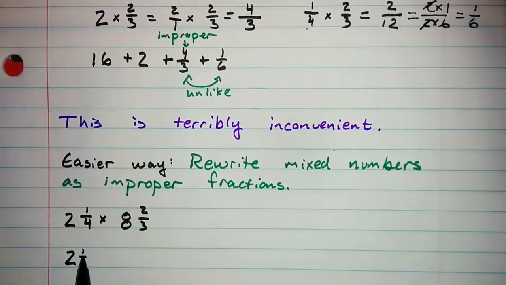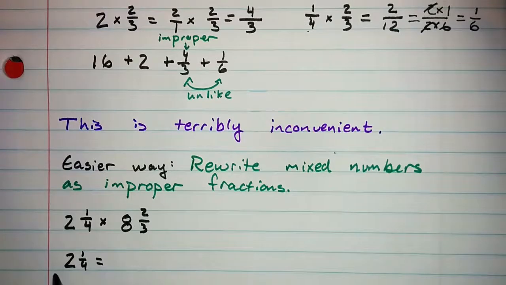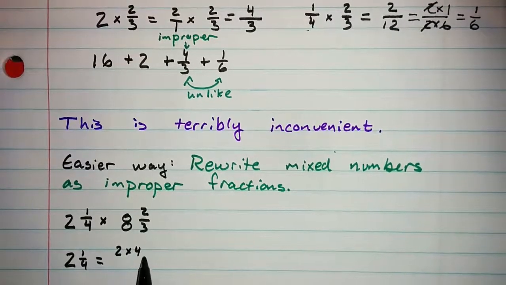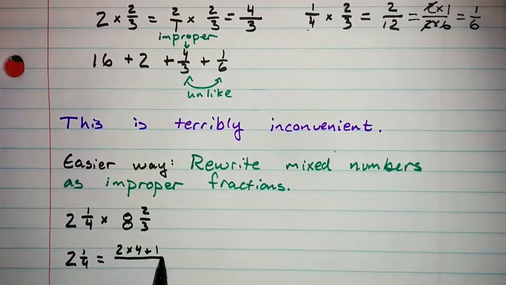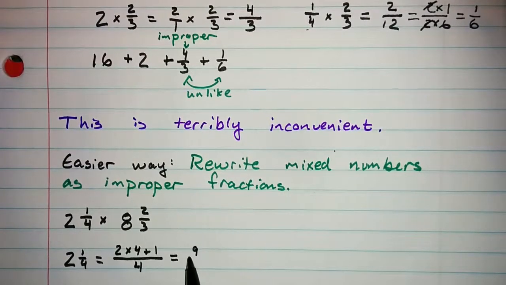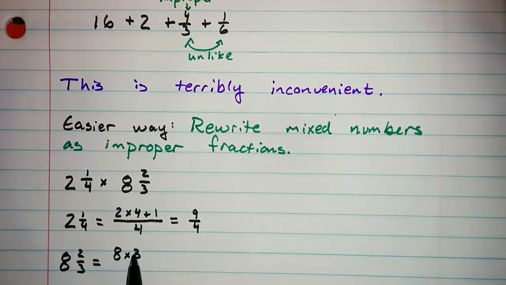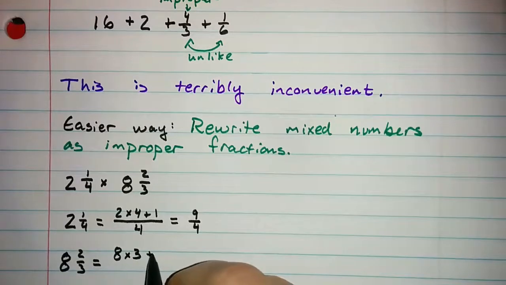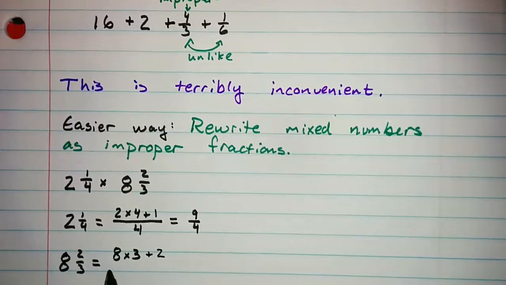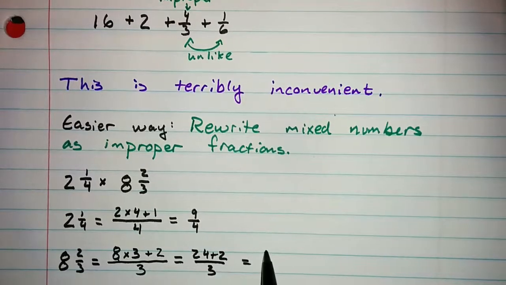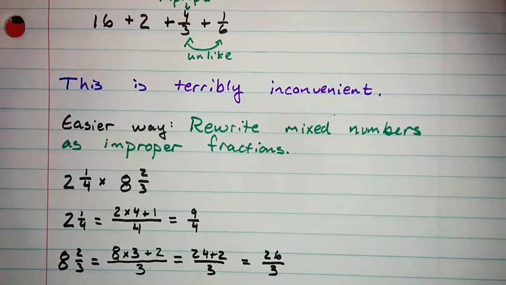2 1/4, that's 2 whole things is 2 times 4/4, plus the 1/4 we had to begin with. That will be 9/4. 8 2/3, that's 8 times 3/3. 8 whole things is 8 times 3/3, plus the 2/3 we had to begin with. 8 times 3 is 24, so this is 26/3.